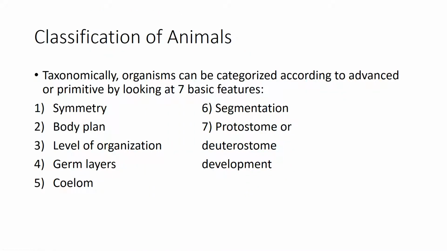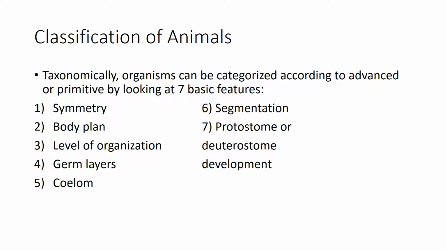Now, organisms can be classified according to their seven basic features, and here are the big seven. Okay, first off, what their symmetry is like. If they have no symmetry at all, if they have bilateral symmetry, if they have radial symmetry, we'll talk about that in just a few minutes. Body plan, how many body sections they have, the level of organization, that has to do with germ layers, and also what kinds of tissues that they have, what kinds of organ systems do they have.